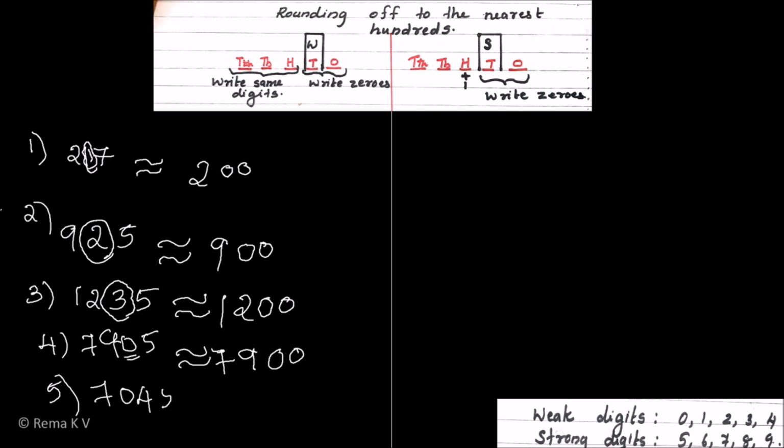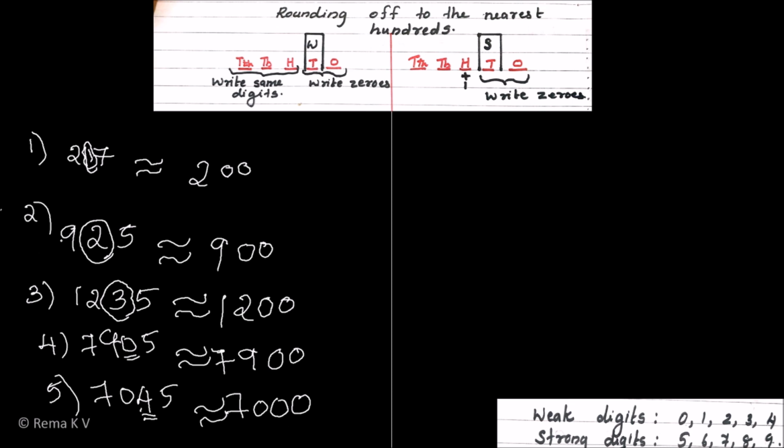Let us consider one more example. 7,045. This is rounded off to, see, in the ones place and in the tens place zeros. Then here the tens place digit is 4. It is again a weak digit. Then we have to write the same digits in the other two places. So 7,045 is rounded off to 7,000.